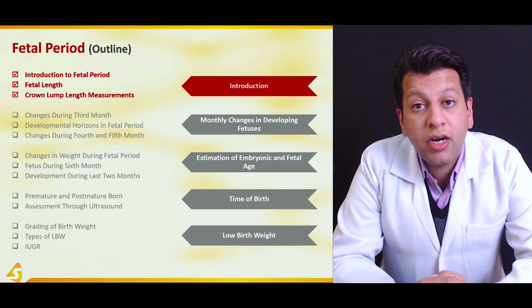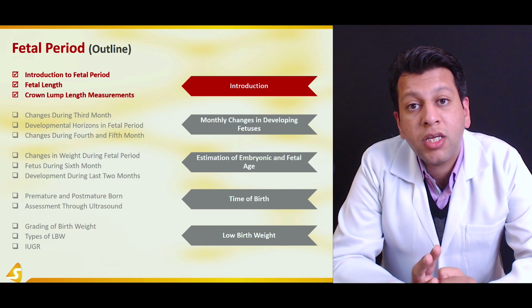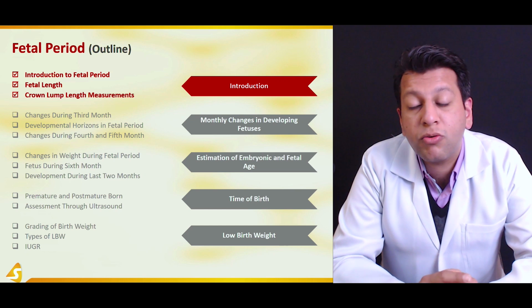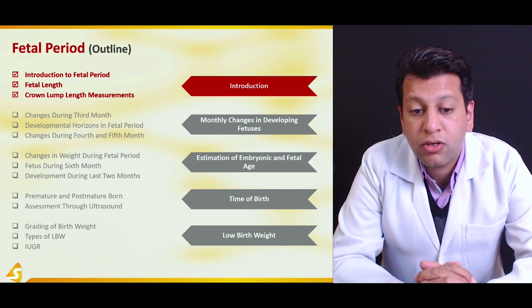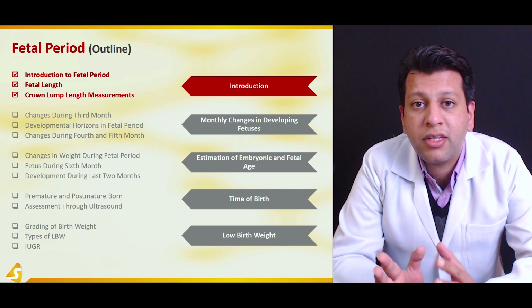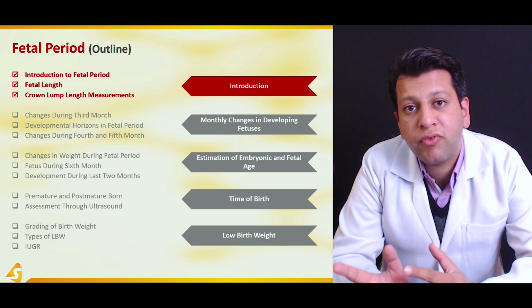So in this section I have covered the introduction, the fetal length, what the crown heel length and crown rump length are, why they are measured in centimeters, and their role in assessing fetal growth. We have also seen the chart showing how the crown rump length increases with age, and how this correlates with the weight of the fetus.